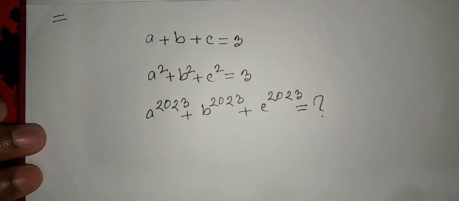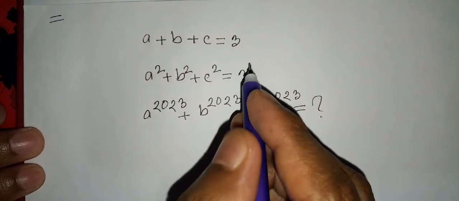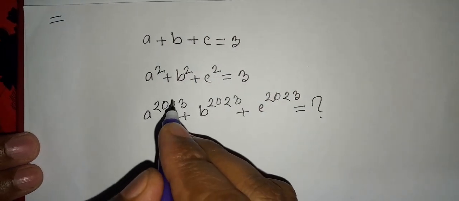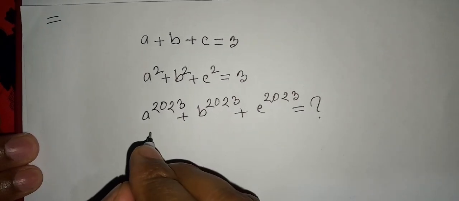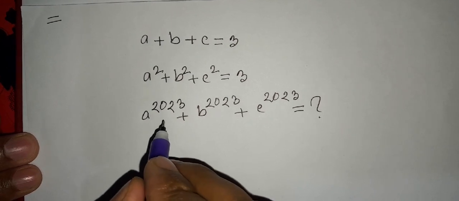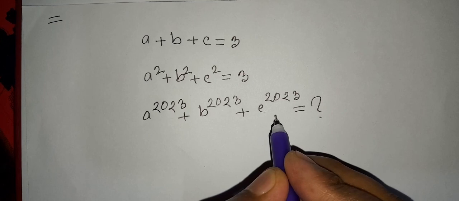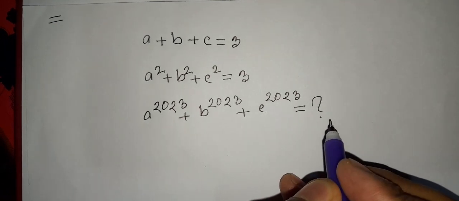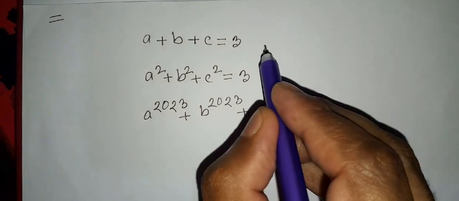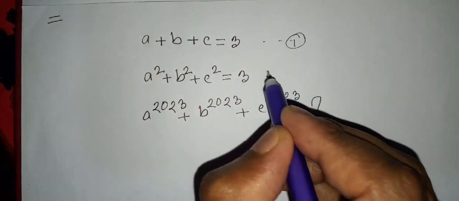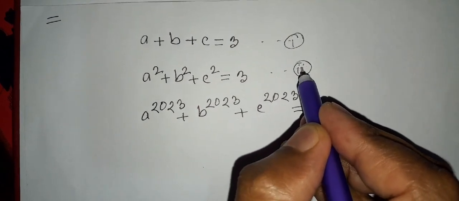Today we will solve an interesting math problem. Given that a plus b plus c equal to 3 and a square plus b square plus c square equal to 3, find out the value of a to the power 2023 plus b to the power 2023 plus c to the power 2023. This is equation number 1 and this is equation number 2.